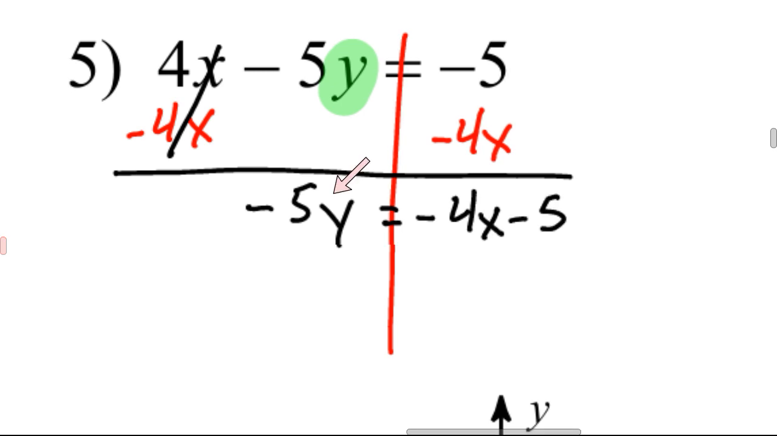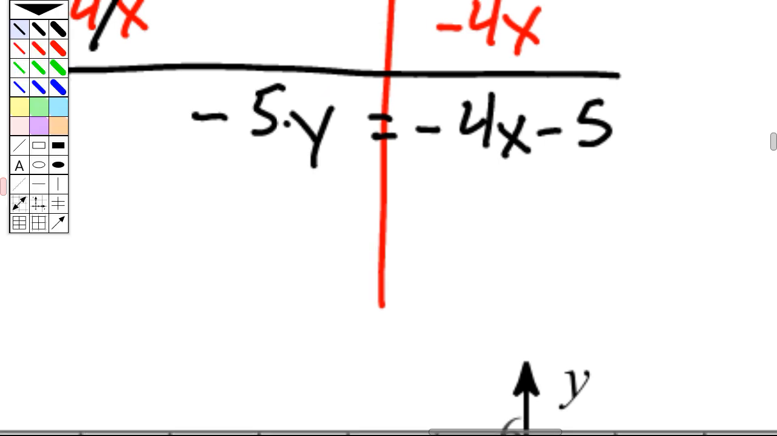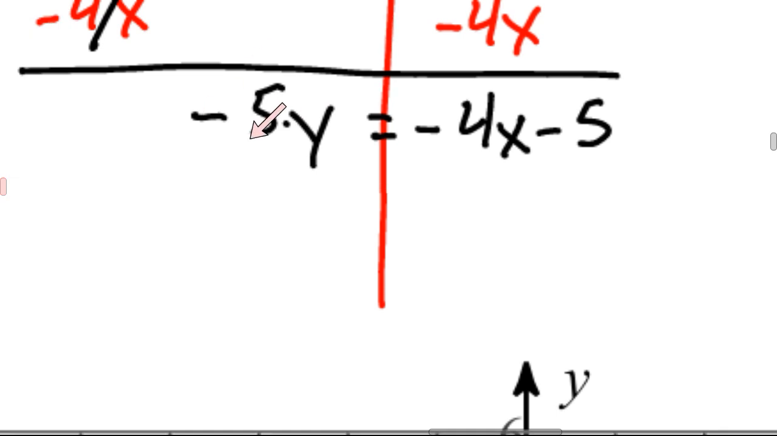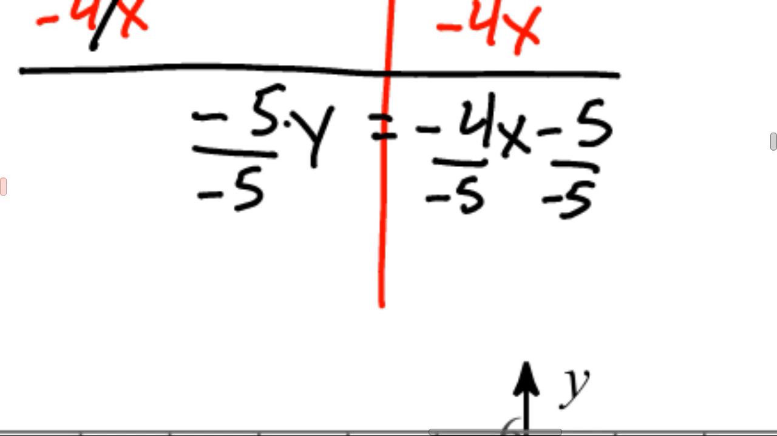What operation is this? Is this negative 5 plus y, or is this negative 5 times y? Remember, when you have a number smushed up against your variable, we are talking about multiplication. And what is the name of the number that is in front of the variable? Coefficient. This is your coefficient. So we divide both sides by that coefficient. Same thing over here. Divide by negative 5, divide by negative 5. Notice because this was a negative, I had to divide by a negative. If this was positive 5, I would divide by positive 5.